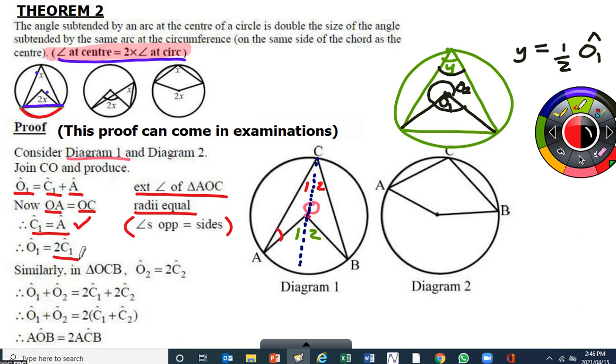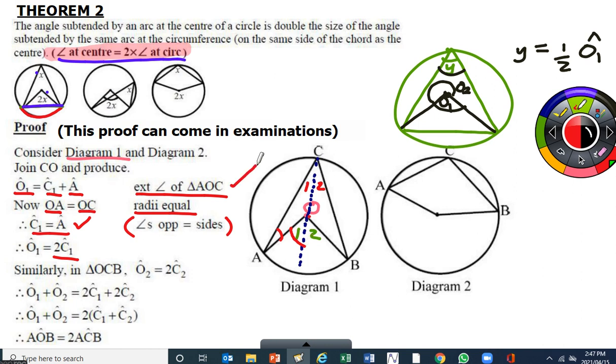Please ask a question, because this can be a tricky part of the proof. Firstly, it's actually from your grade 8, right? This angle here is an exterior angle of triangle AOC. An exterior angle of any triangle is equal to the sum of the two interior opposite angles. So O1 is equal to C1 plus angle A. That's what we have in this step here.